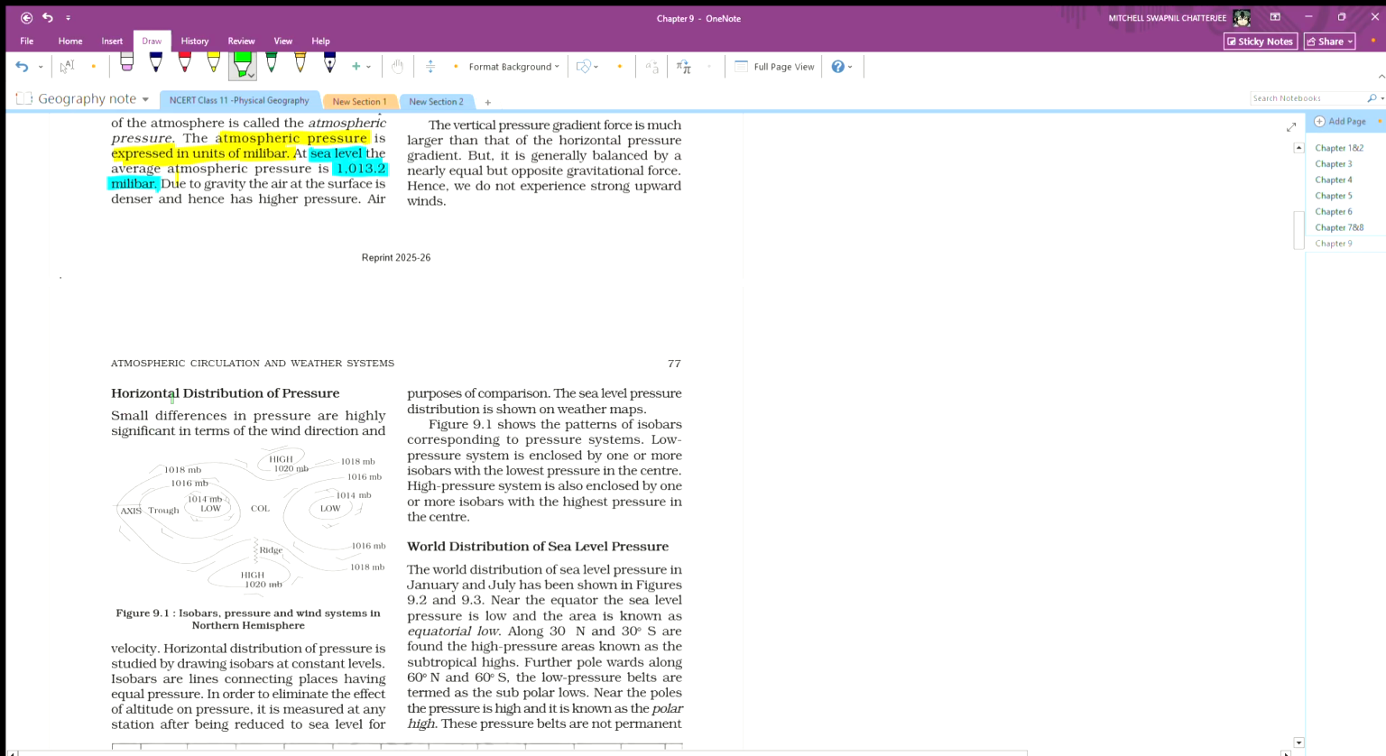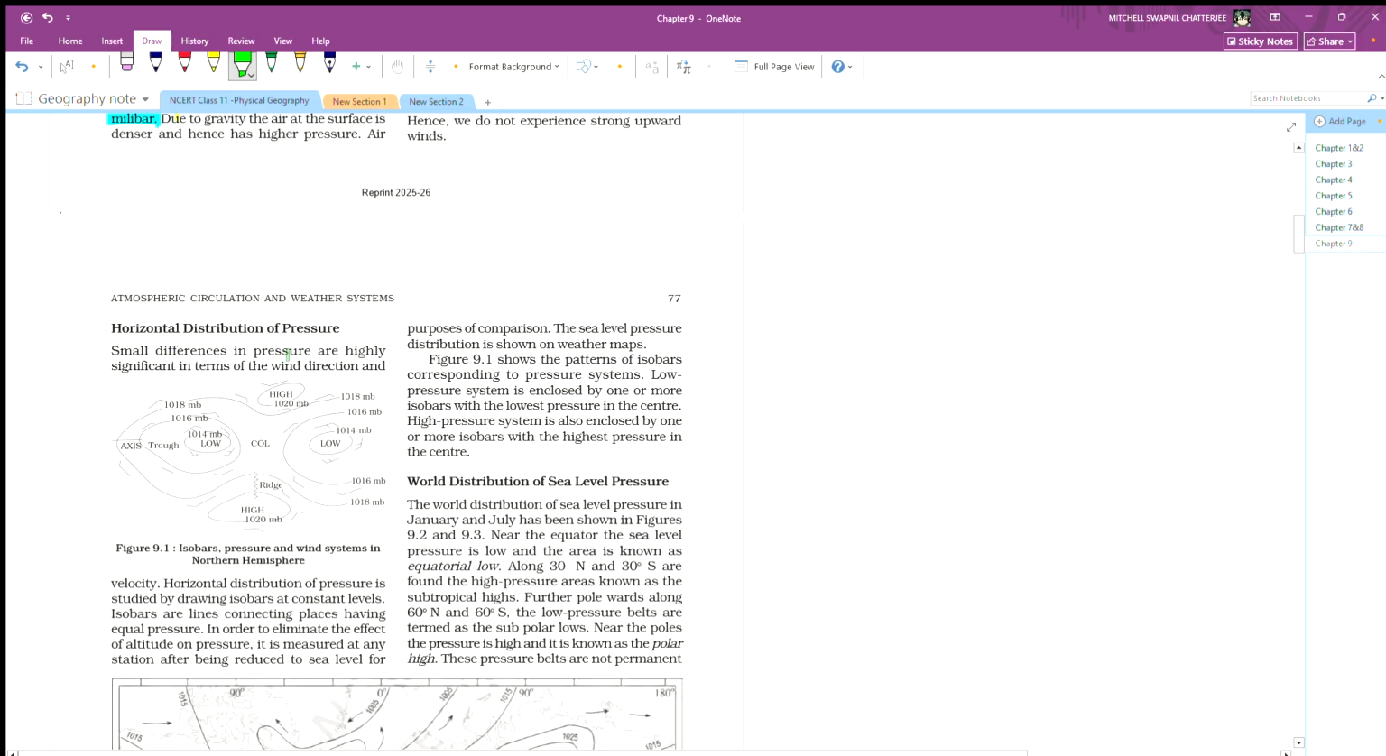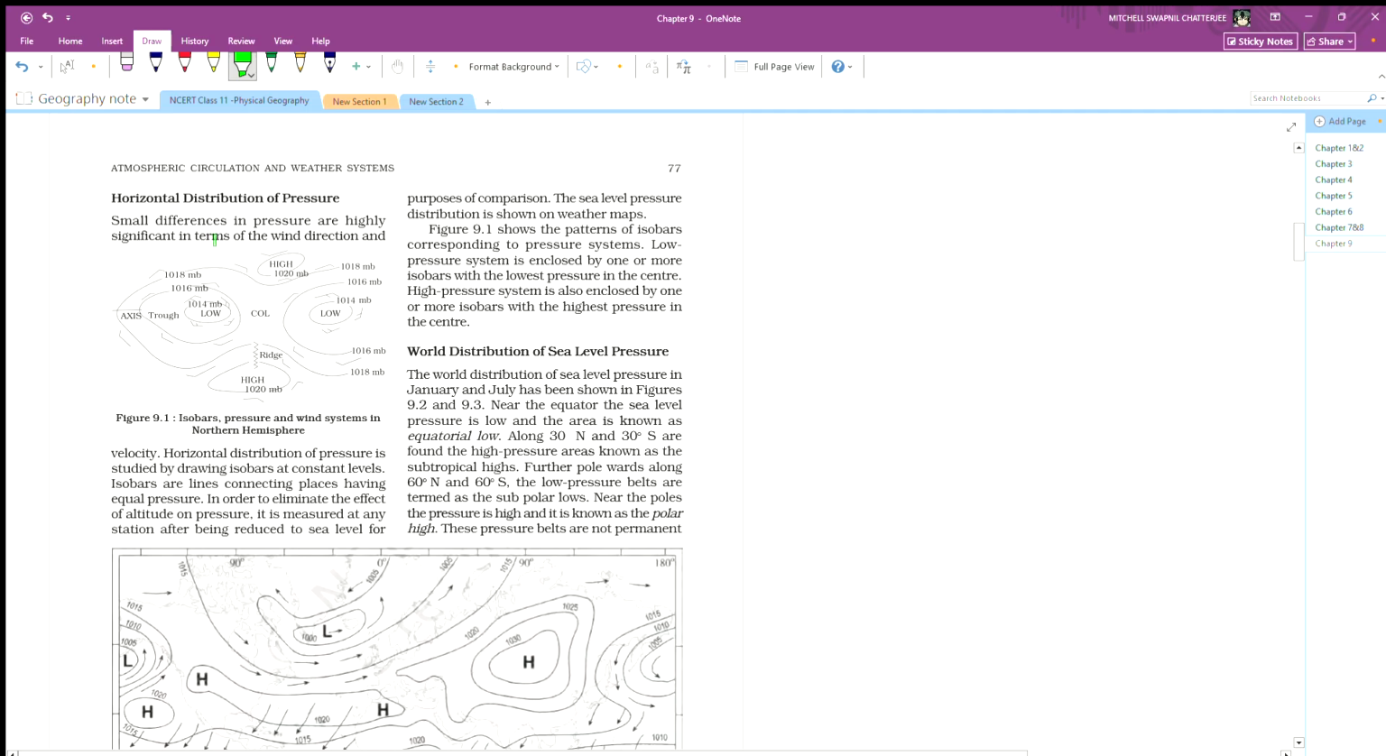So, the horizontal distribution of pressure. Small differences in pressure are highly significant in terms of wind direction. Where the pressure is higher, they will kind of suck the air, right? Like they will attract the air from the lower pressure area.